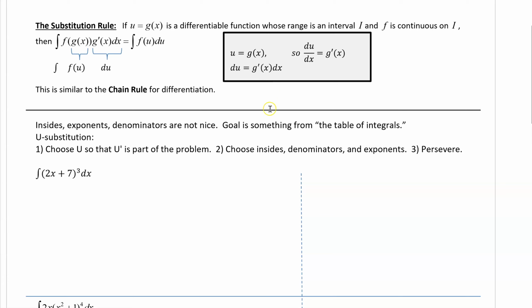This video is about u substitution. What it really is, is the reverse of the chain rule. We're finding the antiderivative of a function that was created using the chain rule. So how it works is this.